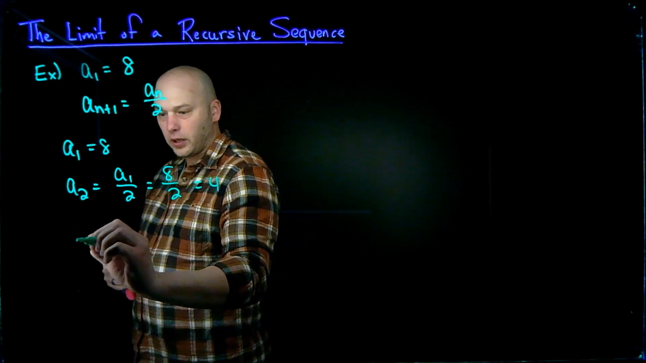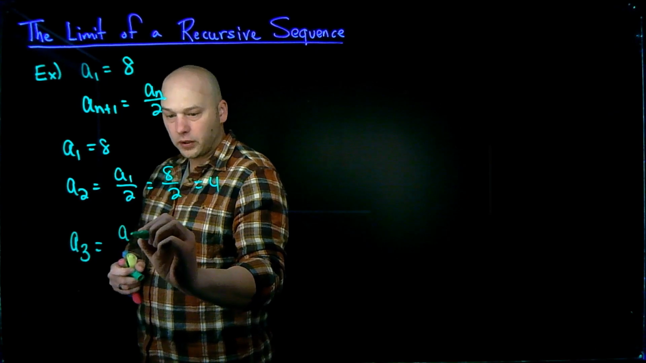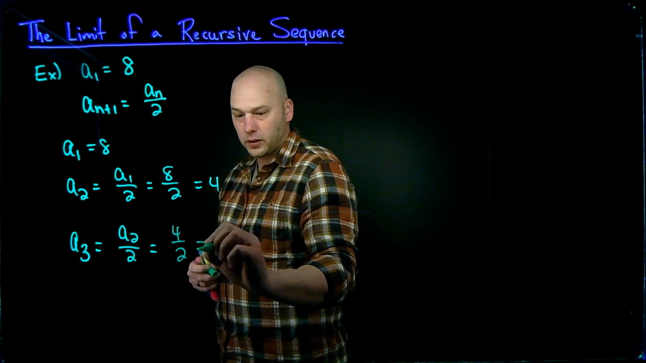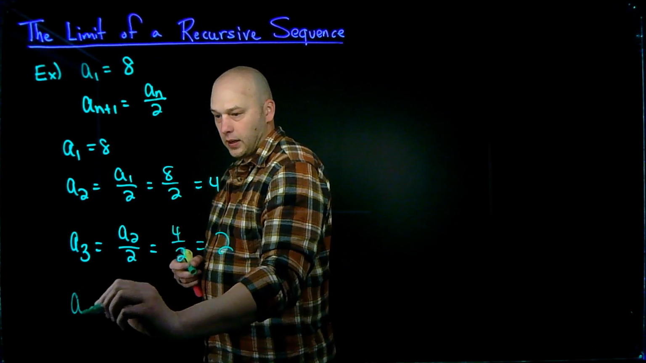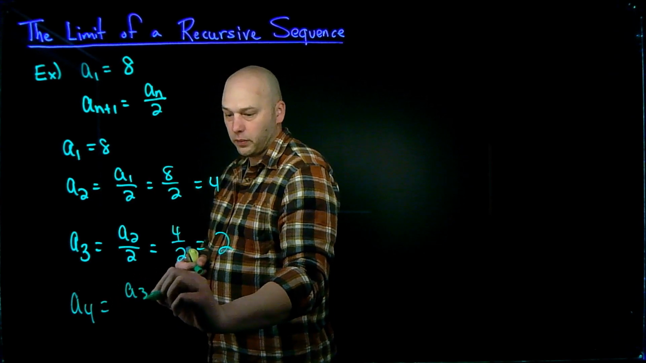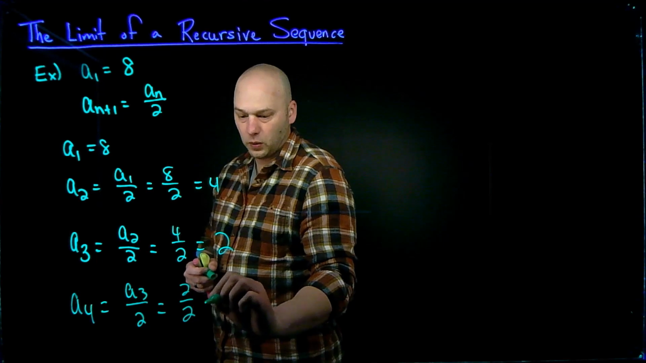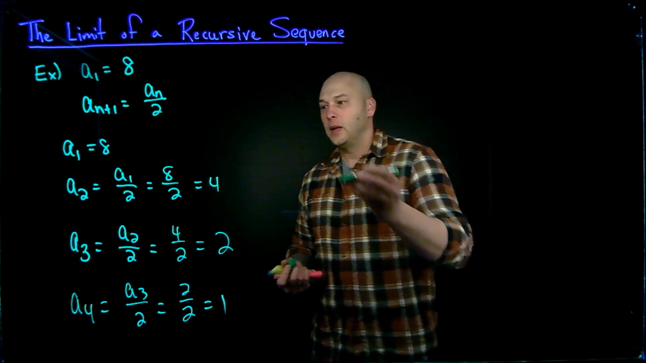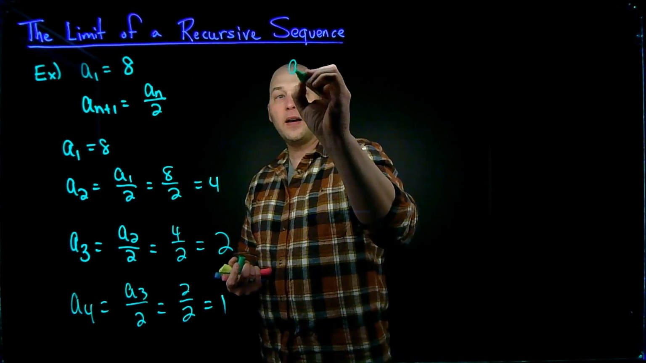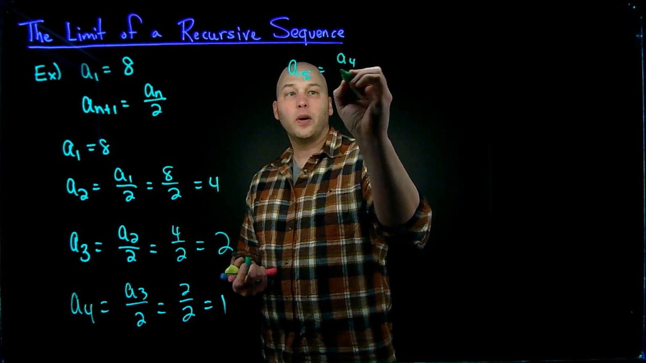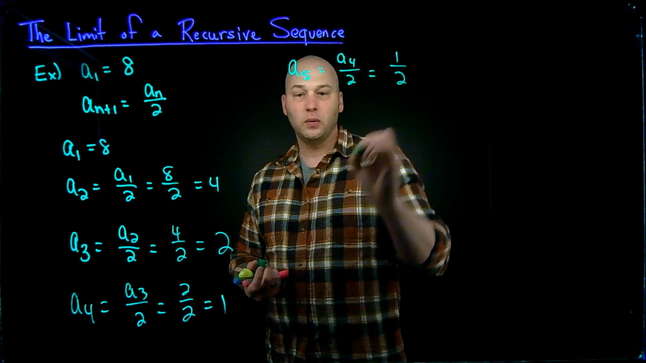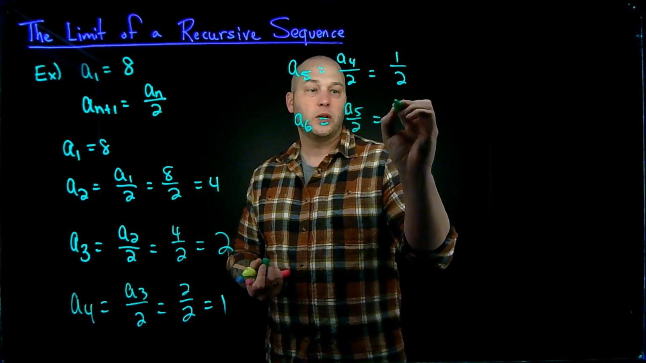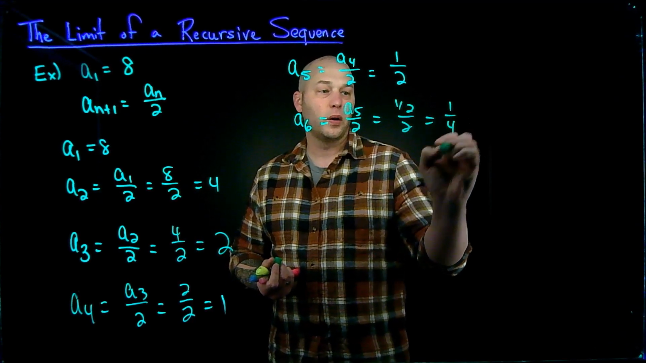All right, a3. This is the previous term divided by 2. Previous term was 4. 4 divided by 2 is 2. a4 would be the previous term divided by 2. 2 over 2, which is 1. Let's do a couple more terms, kind of get an idea of what's happening to these successive terms. A5 would be A4 divided by 2, which is 1 over 2. A6 would be A5 over 2, which is a half over 2, which is equal to 1/4.